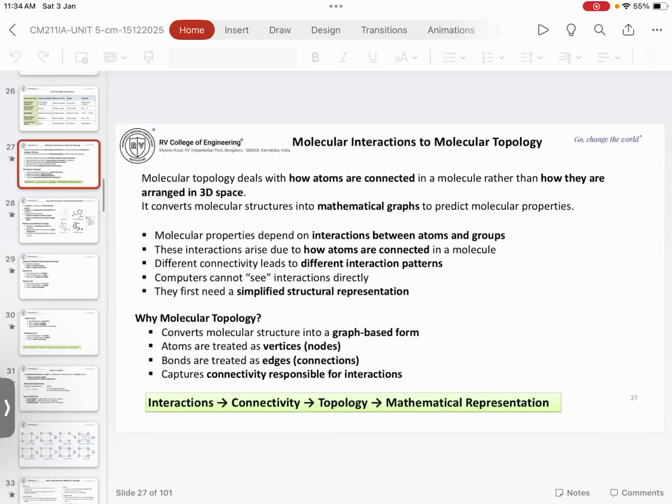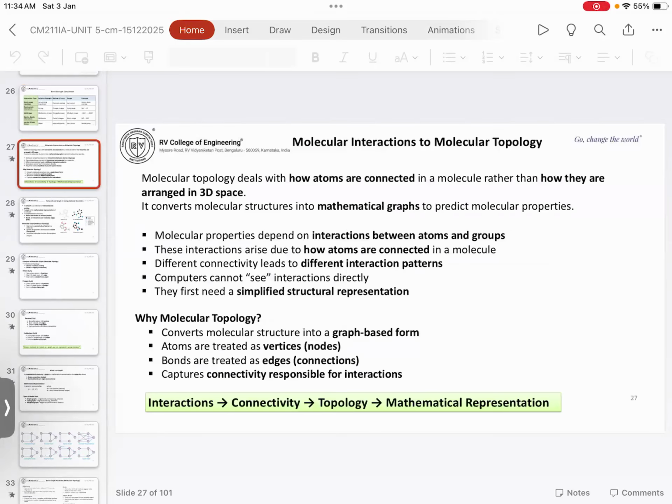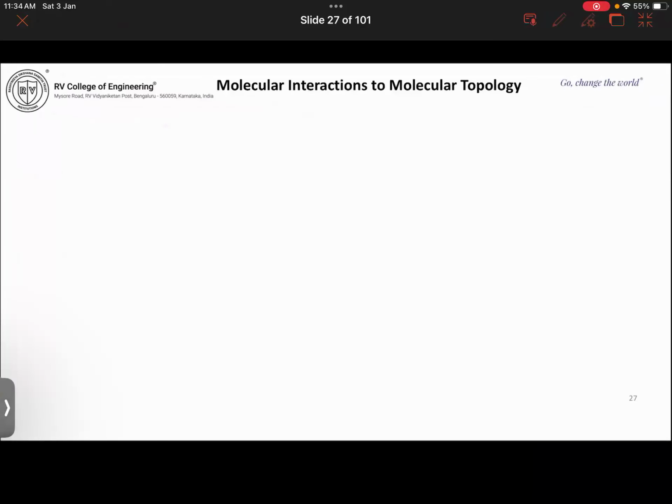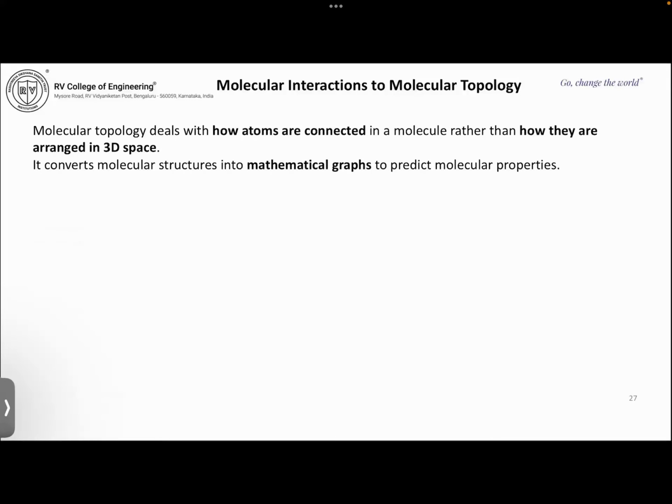I have just discussed various bond interactions, non-covalent and covalent interactions, in my previous recording. I'll be continuing with molecular topology. Once you understand the molecular interactions, both covalent and non-covalent, how those interactions are represented in numerical form, that we are going to discuss under molecular topology.